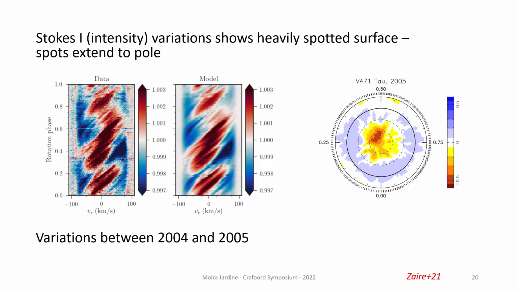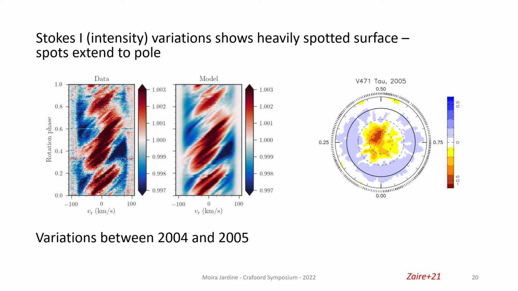What you're seeing on the right here is the reconstructed image. Now, there's a technical term for this projection. It's called a squashed hedgehog. It's as if you were looking down on the pole of the star. This dark solid line is the edge of the star, the limb of the star. The dashed lines are 30 degree latitude intervals. So here's minus 30 degrees latitude here. And the tick marks tell you all the different rotation phases at which observations were made. So they demonstrate this is a really well-observed system.